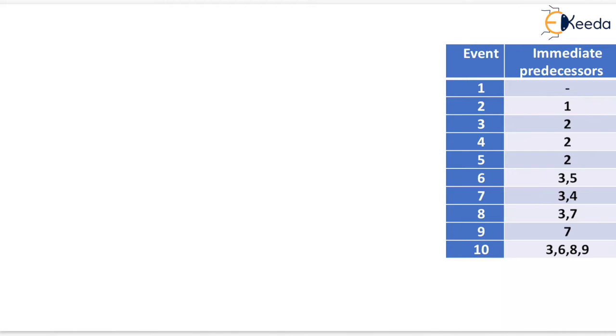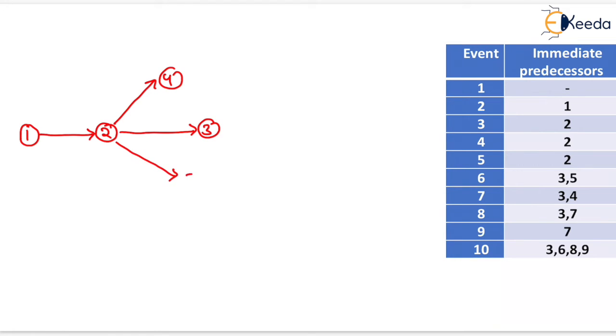Now event 1 will have no immediate predecessor, so this is the initial event of the network. Now event 2 will have immediate predecessor as 1, so this is the event 2 which is shown here. Now 3, 4, 5 have the immediate predecessor event as 2, so we have to draw 3 here, 4 here and 5 here.